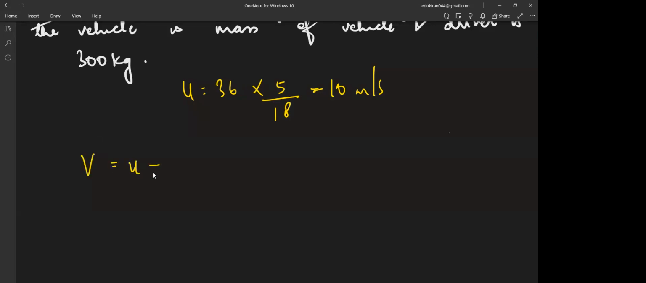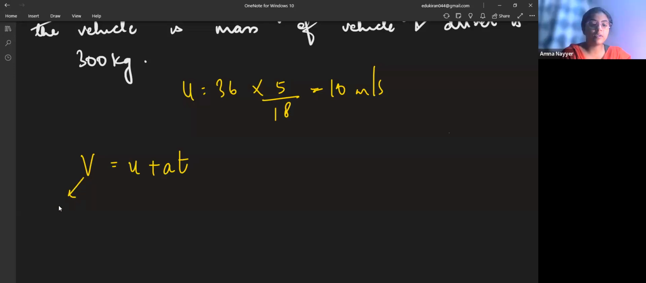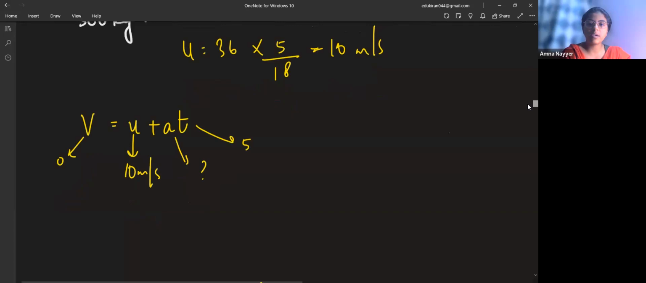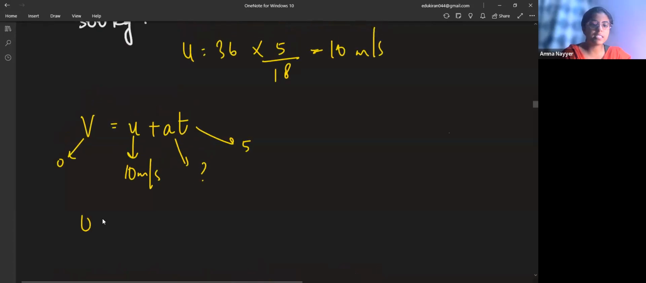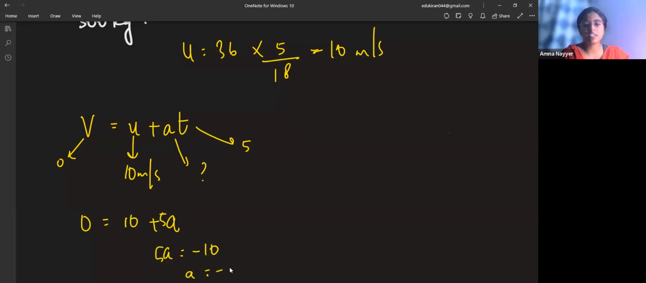Yeah, minus. V is equal to u plus at. Final velocity 0. Initial velocity is 10 meter per second. Acceleration we do not know. Time is 5 seconds. What is our equation? V is equal to u plus at. 0 is equal to 10 plus acceleration into 5, so 5a will be minus 10. So acceleration will be minus 2 meter per second square.